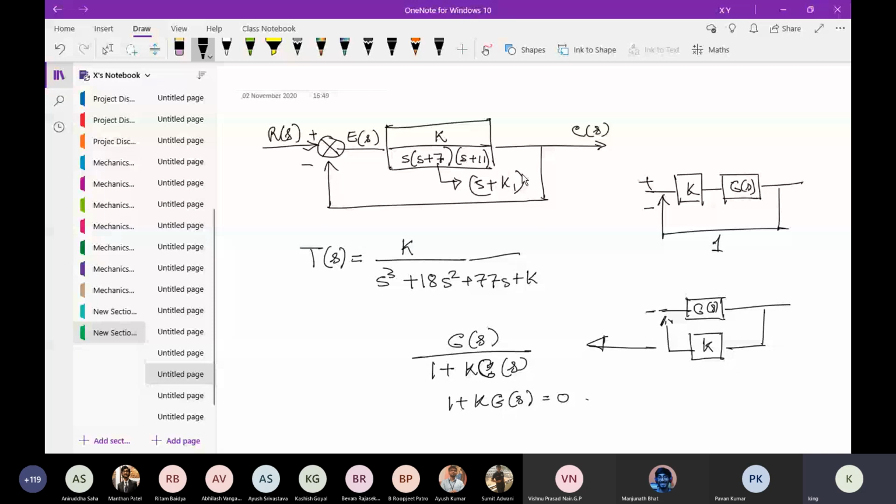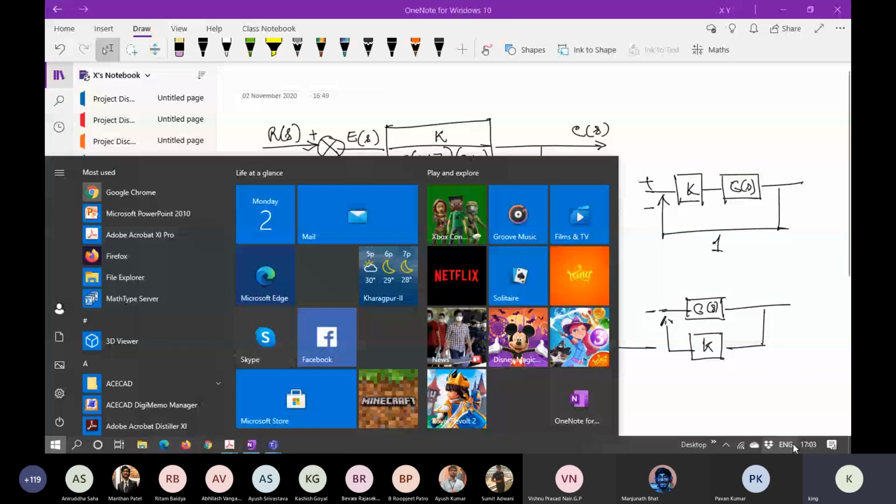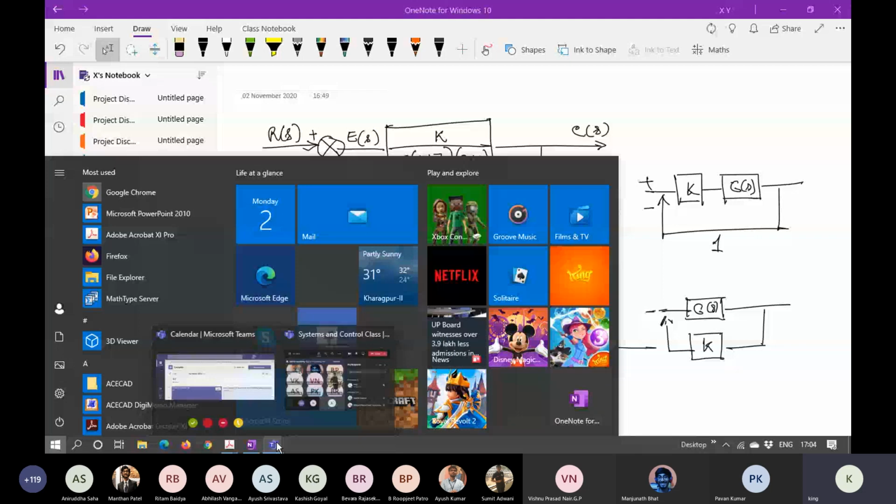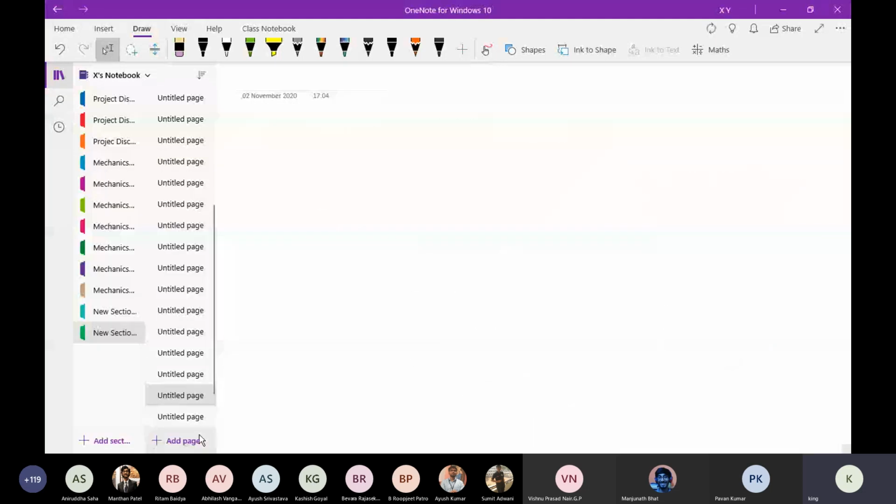So more or less, there is one more point that I would like to cover. I'll require a couple of minutes more. See, there is another thing also that you can do with Routh, which is, you have a polynomial.